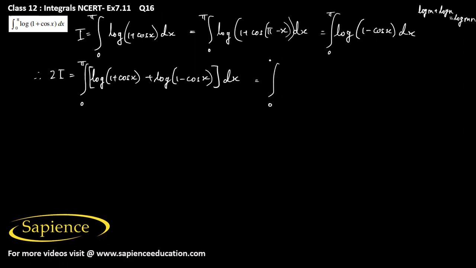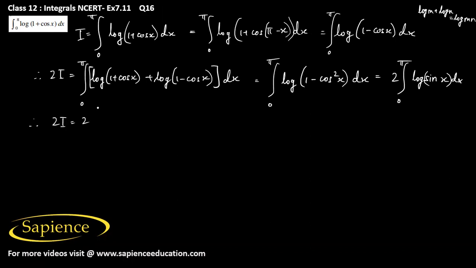So we can apply that rule. This will be the integral from 0 to pi of log of (1 plus cos x) into (1 minus cos x), which is 1 minus cos square x, dx. So this will be sine square x, so I can write it as log sine square x, which is 2 log sine x. So it will be 2 times the integral from 0 to pi of log of sine x dx. Now, 2I is equal to 2 times the integral 0 to pi of log sine x dx. So this 2 we can just cancel out.